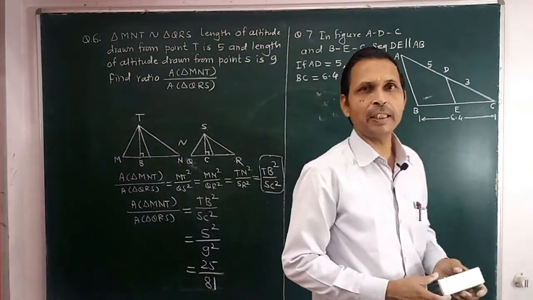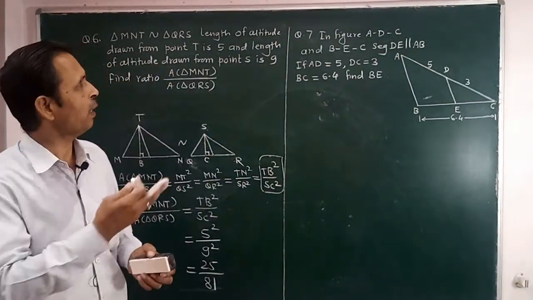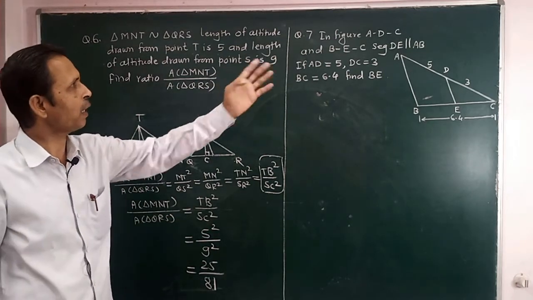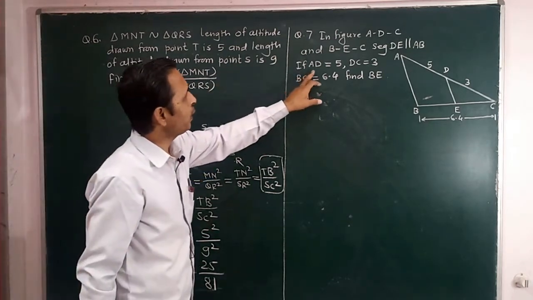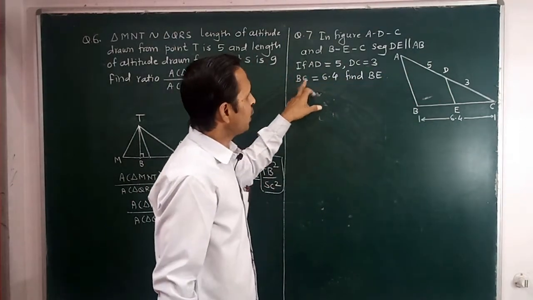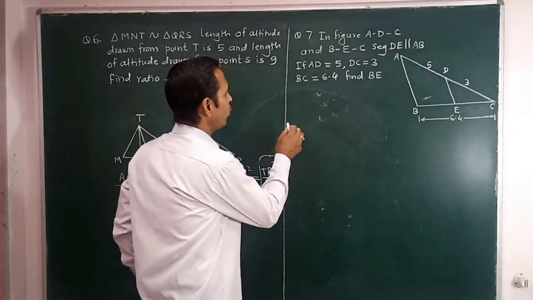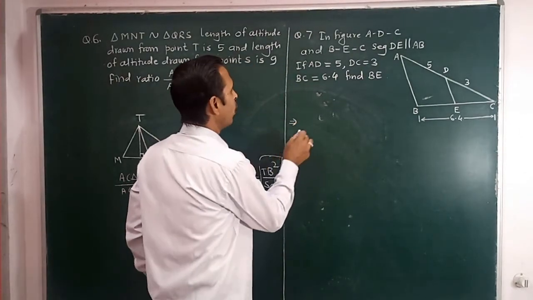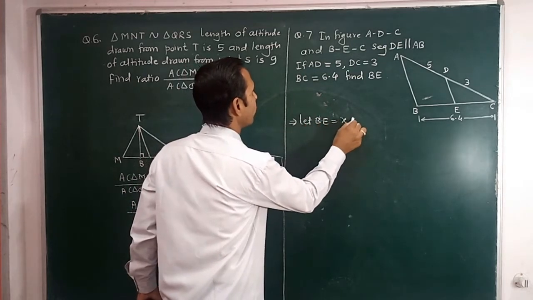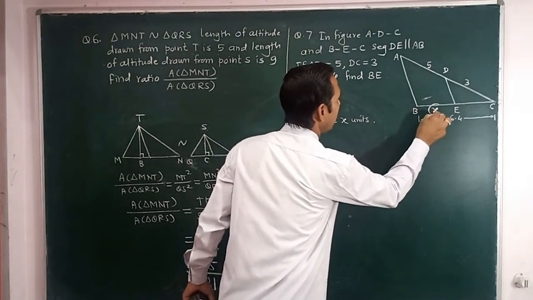If you observe in this example, one side is parallel. We are given that DE is parallel to AB, AD is 5, DC is 3, BC is 6.4, and we have to find BE. Now try to solve this example. Let BE be equal to x units. Suppose this BE is x units.